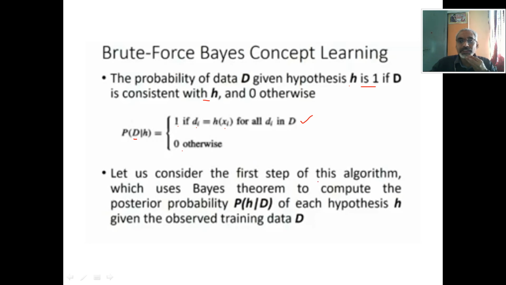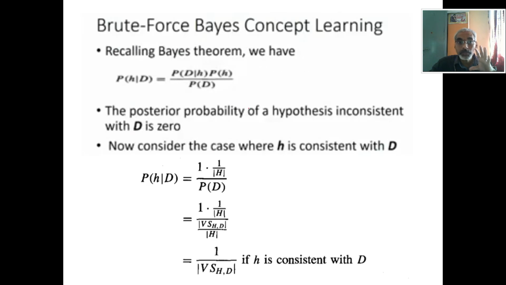Now let us consider the first step of this algorithm, which uses Bayes theorem to compute the posterior probability P of H of each hypothesis H given the observed training data D. Now I have the hypothesis, right? What is our hypothesis? Just now I told 80% and above passing the first internals. For that I have some training data set. For this training data set, whether this hypothesis holds good. So now we are going to apply the Bayes theorem.